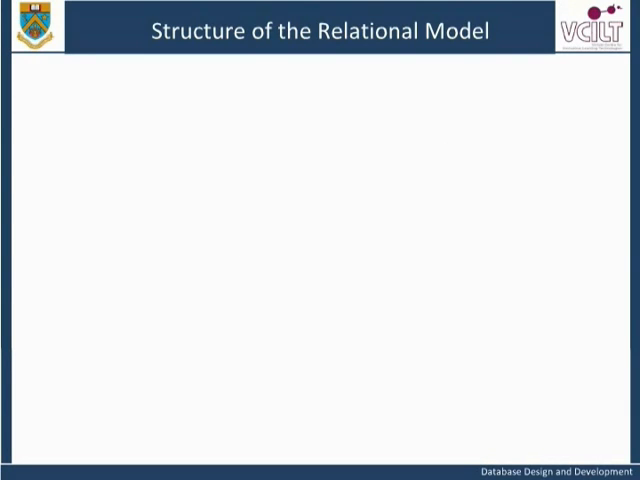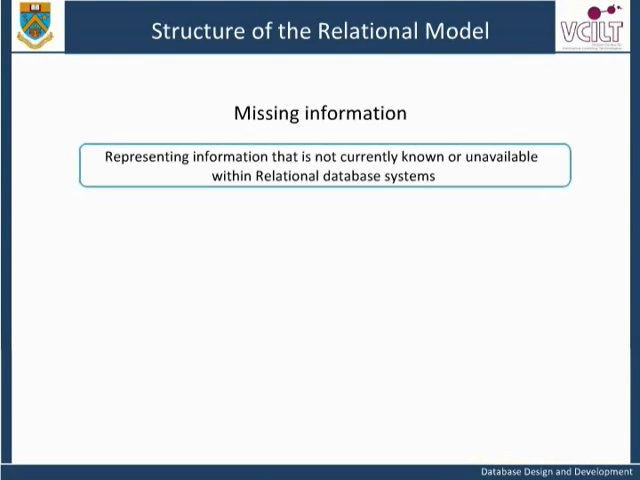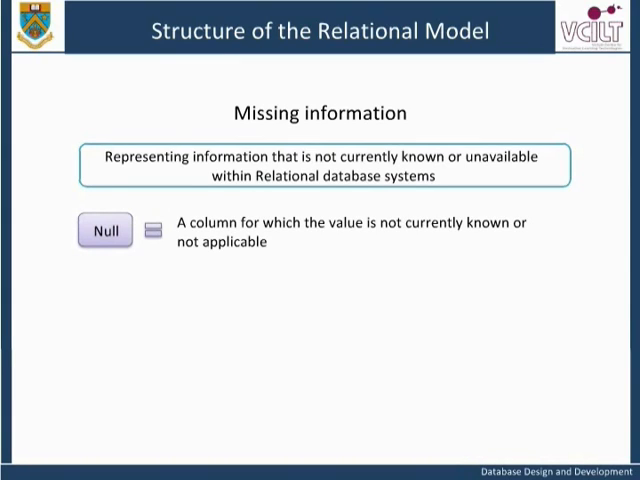Now, let's move on to missing information. There is a standard means of representing information that is not currently known or unavailable within relational database systems. We say that a column for which the value is not currently known or for which a value is not applicable is null. Null values have attracted a large amount of research within the database community, and indeed, for the developers and users of database systems, they can be an important consideration in the design and use of database applications.